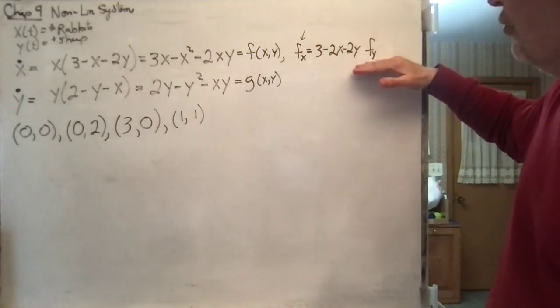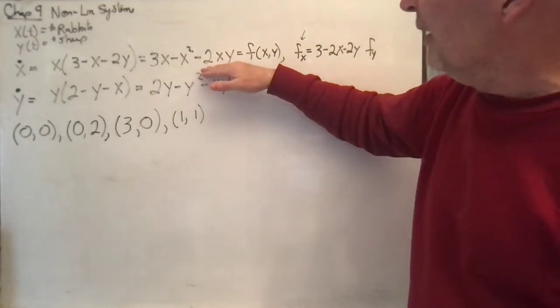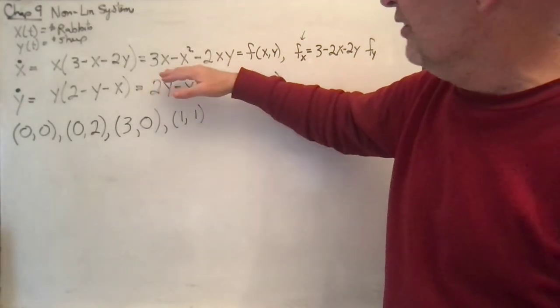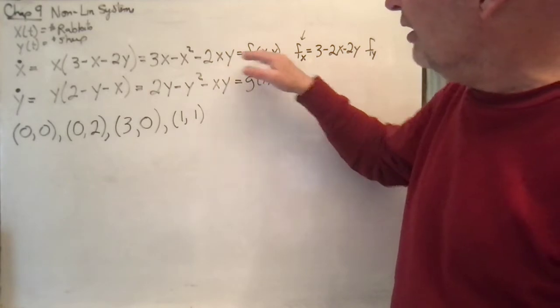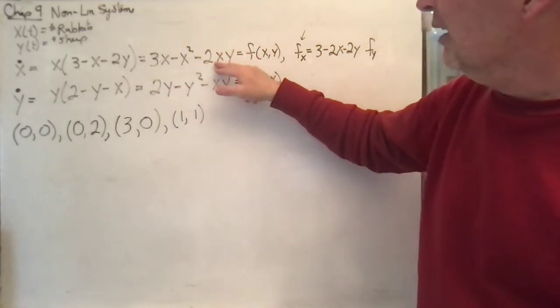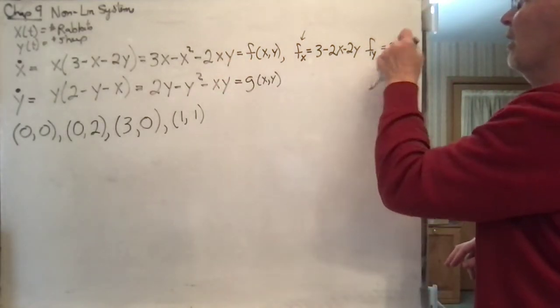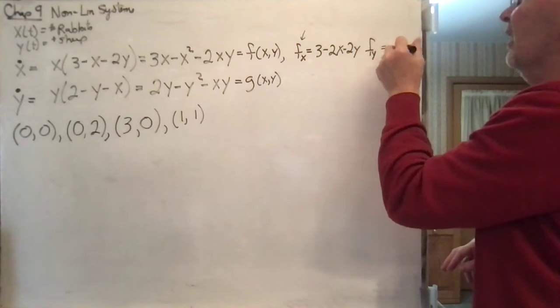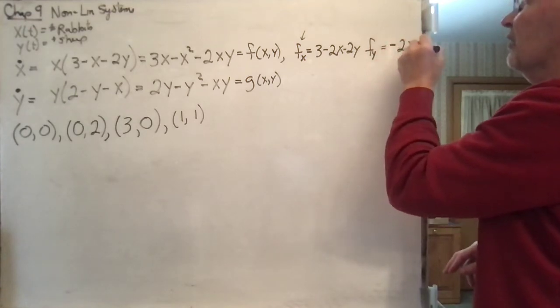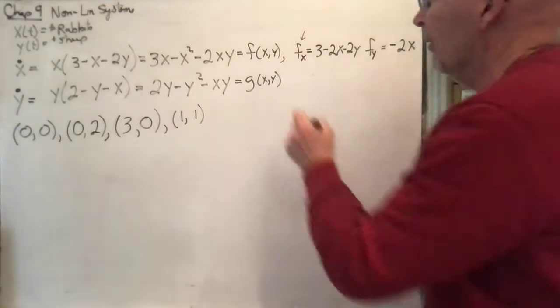Now we want the partial of f with respect to y. So we think of y as being the variable and x as being a constant. So if x is a constant, then the derivative of this is 0, the derivative of that's 0, and you're just going to get negative 2x. Negative 2x. Okay?